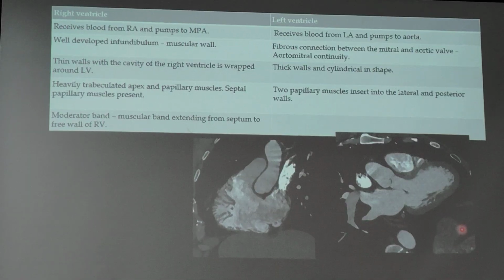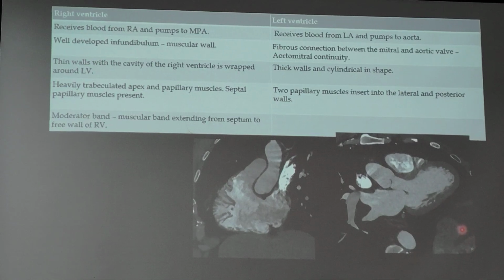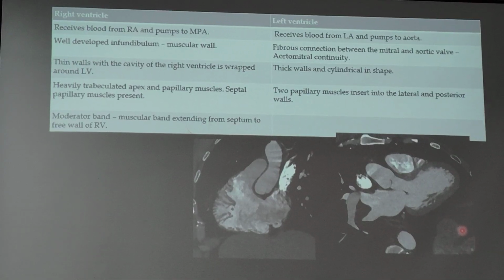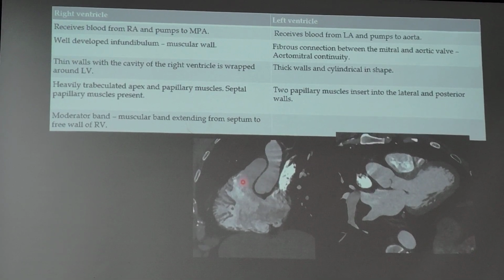So why is it made like this? Because the left ventricle has to supply blood to the entire body, right? That's why your left-sided pressures are higher. The right ventricle has to supply blood only to the lungs, nothing else. That's why your pressure system on the right side is low. Okay, so that's why the muscles of the left ventricle are thick and the muscles of the right ventricle are thin.